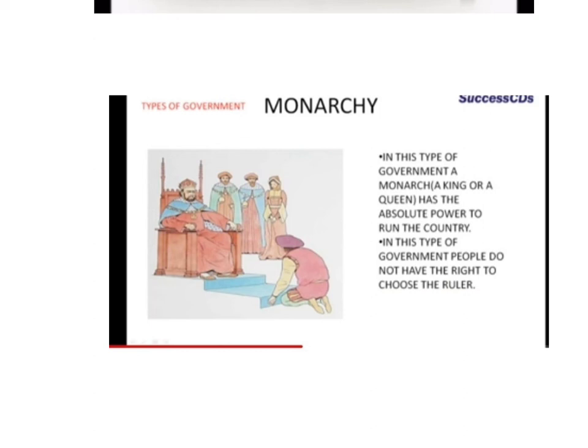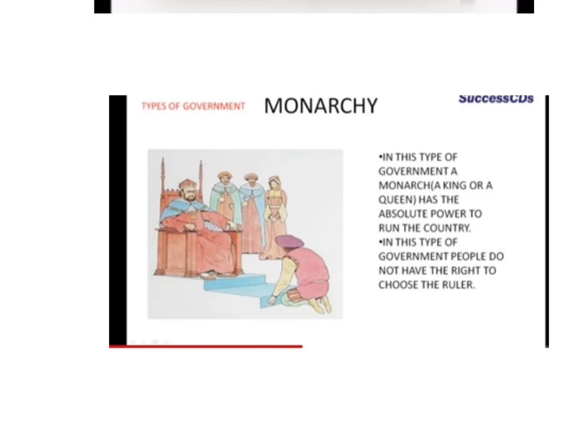In this type of government, a monarch, a king or a queen, has the absolute power to run the country. In this type of government, people do not have the right to choose the ruler. So we can say monarchy is the first type of government. In this monarchy, the people do not have the right to choose the ruler, but the monarch, a king or a queen, has the absolute power to run the country.